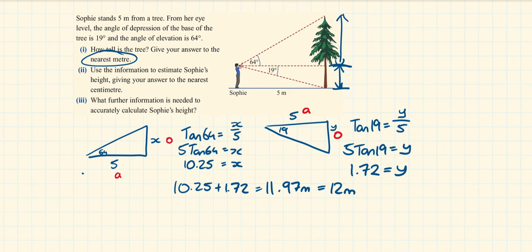Okay, so just to finish up, it says use the information to estimate Sophie's height given your answer to the nearest centimeter. So Sophie's height is around the height at the bottom, but slightly more, so it's just over 1.72. So about 1.8 meters is that there. And to accurately calculate it, you'd need the height of her forehead as well. So she's probably about that.